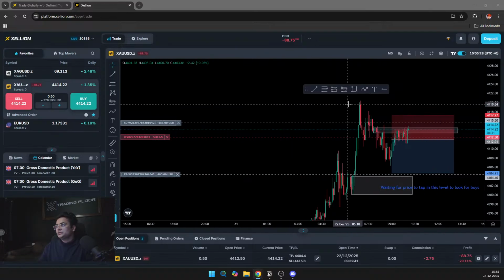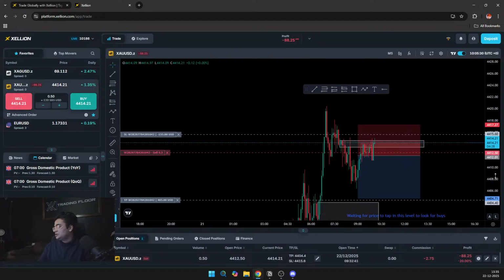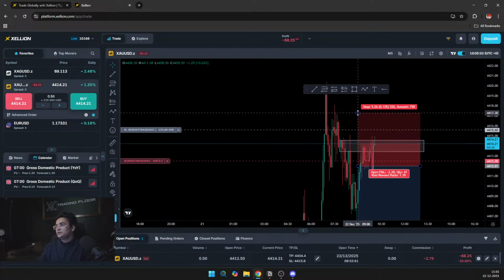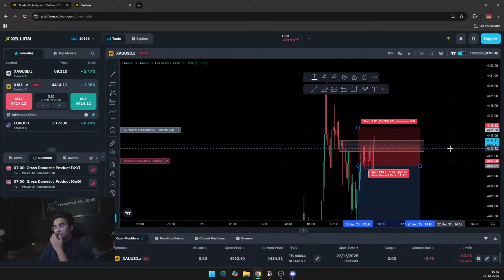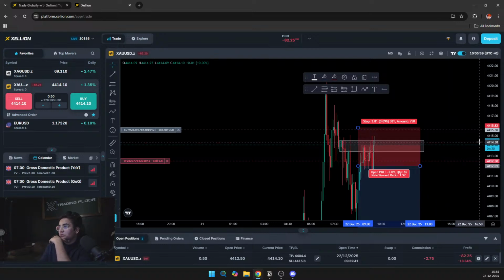Okay, all right. We're seeing some rejections, but we have not hit the SL yet. Okay, our SL is here. We have not hit the SL yet. Our SL is pretty small. It's around 38 pips only.